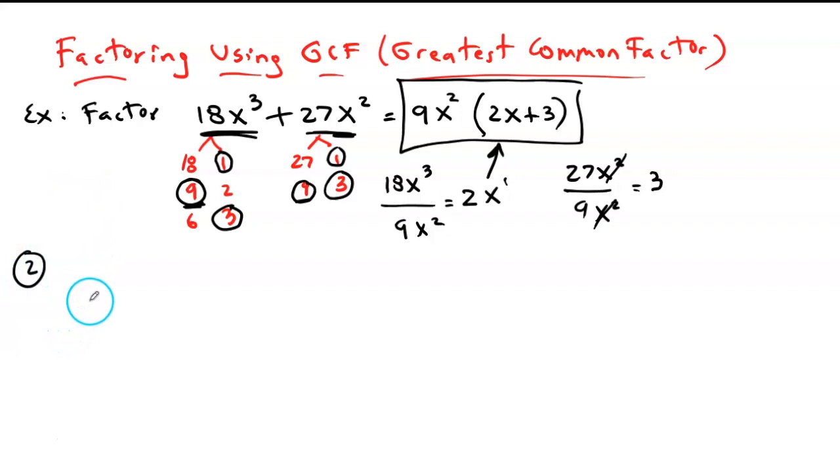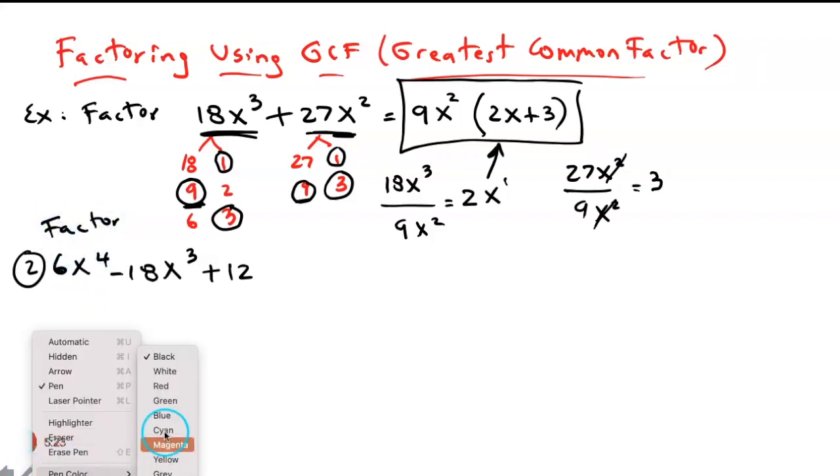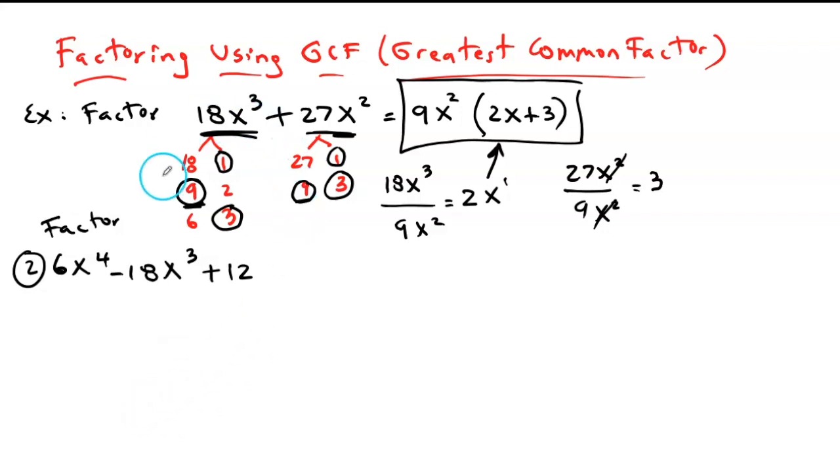Example number 2. 6x to the 4th power minus 18x cubed plus 12. Alright, I gotta factor this. The question is always factor, right? Because the whole lesson is about factoring. So I'm gonna follow the same process here. Alright, this is huge, understanding that process.